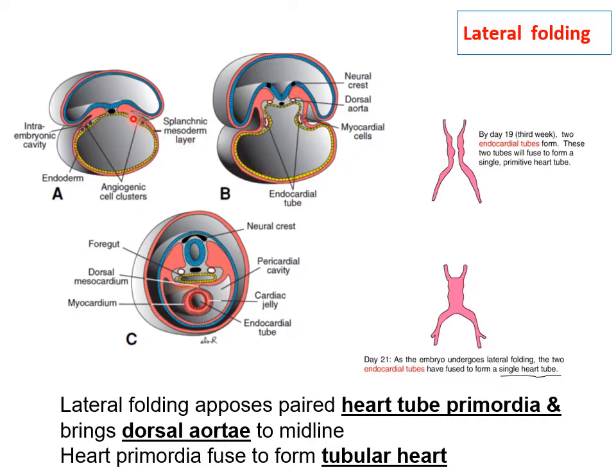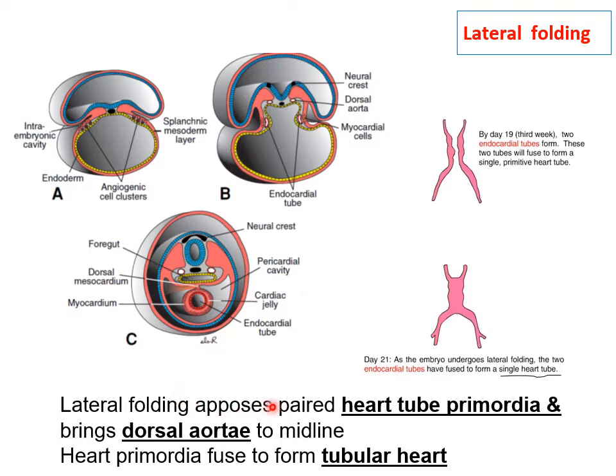Those will be rotating or folding laterally so as to form, at the end, one tube: one tube from here and one tube from here. According to this sagittal diagram, they grow progressively until they come together in the middle, forming a single heart tube surrounded by the pericardium. This heart tube is composed of cardiac jelly, the endocardial tube, and the myocardium, the future heart.